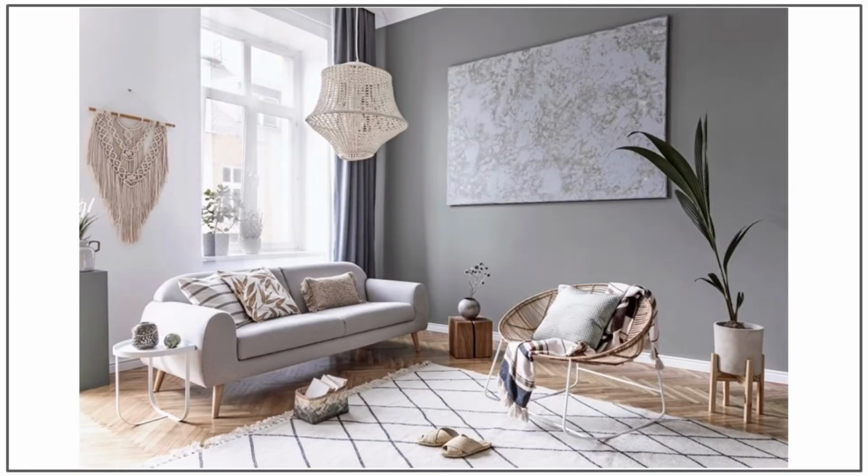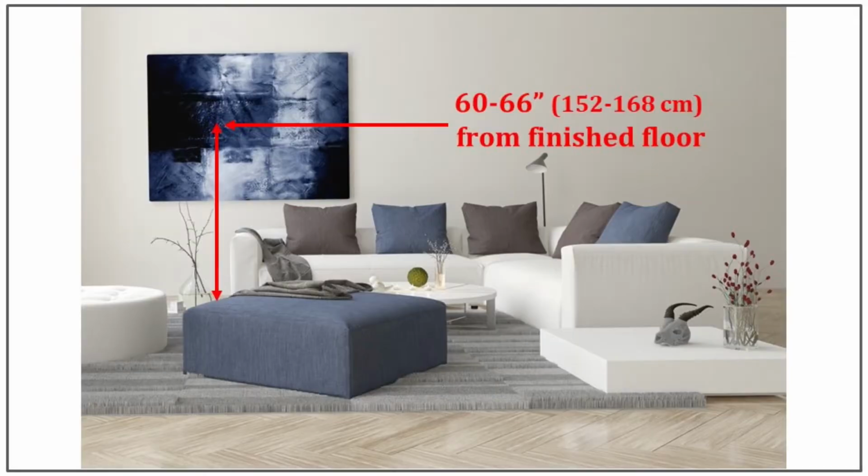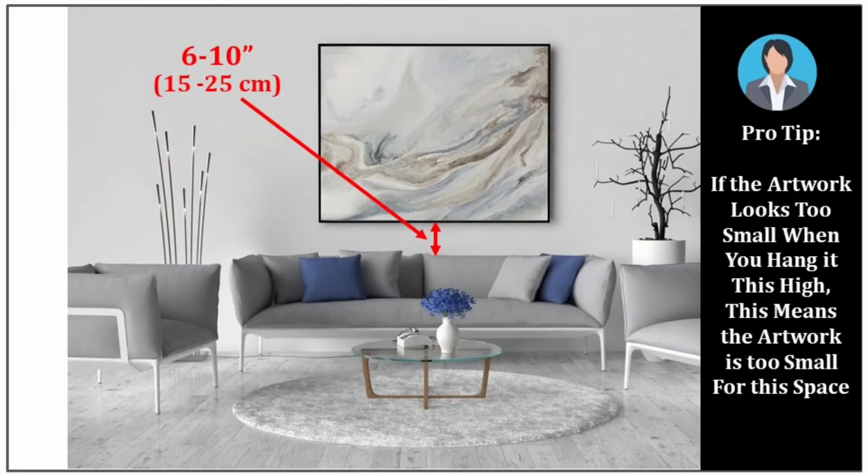In terms of how high you should hang your artwork, another mistake that people often make is that they hang their artwork too high. The center of the picture in general should be hung between 60 and 66 inches or 152 to 168 centimeters from the floor. Be aware that any large wall art that you hang over a couch should be hung about 6 to 10 inches or 15 to 25 centimeters over the back of a couch.